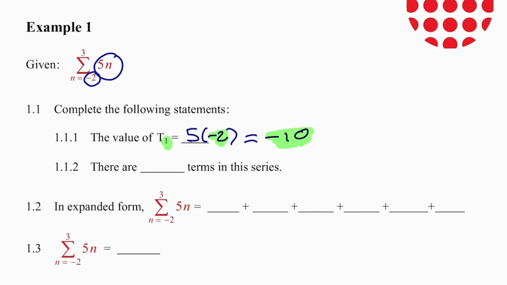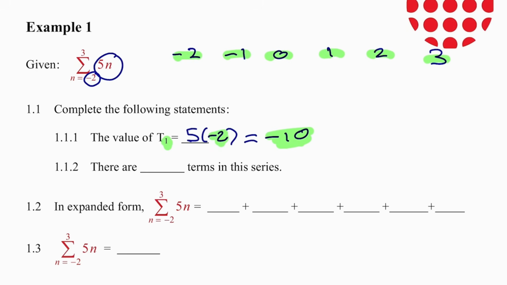The number of terms in this particular series is not as easy as in the earlier example. The number 3 has nothing to do with the number of terms, so you have to count the values you're substituting. You're going to substitute minus 2, then minus 1, then 0, then 1, then 2, and then 3. Now it is easy, at a glance, to say we have 1, 2, 3, 4, 5, 6 values. So there are 6 terms in this series.